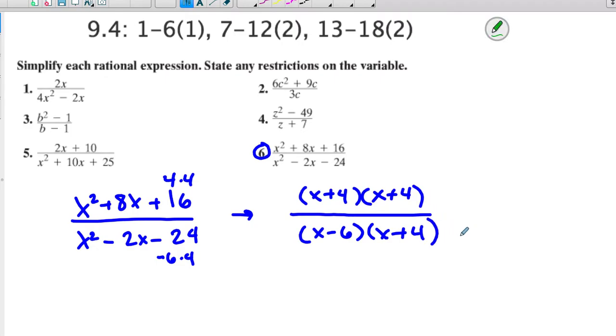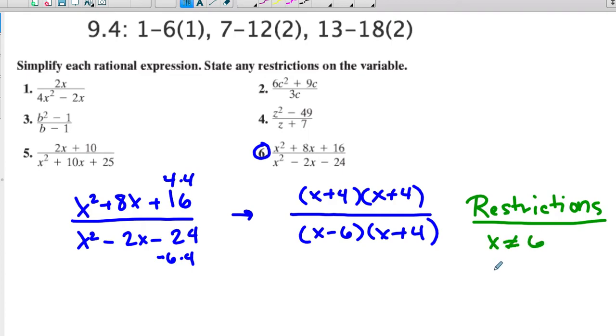Okay, so remember, it's in your best interest to state restrictions right away before you cancel, because a restriction is anytime your expression could equal 0, whether at the very beginning before you simplify or at the end after you've simplified. So we have x minus 6, so we're going to have x can't equal 6, and then we're going to have x can't equal negative 4. Okay, so you're going to set both of those equal to 0 and solve, and that should be negative 4. My apologies.